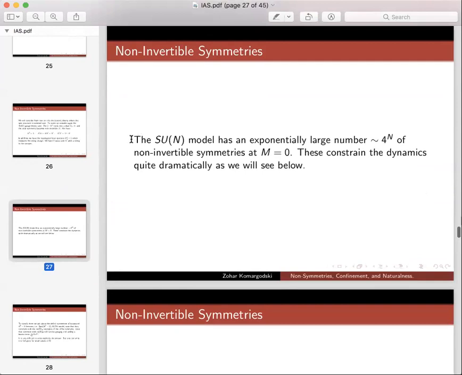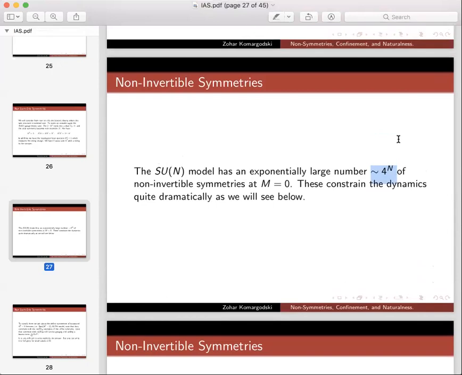Now, the surprise is that the SUN model actually has a huge number of hidden symmetries, 4 to the power n. That's the order of magnitude. And these symmetries constrain the dynamics very, very tightly. And I'm just going to spend like 15 minutes telling you about some of the things you can derive from these extra symmetries. For SU2, as I said, you cannot say much more, but for the general case of SUN, you can actually do some very interesting computations using this very large number of new conservation laws. Are there any questions about SU2 or the statement?